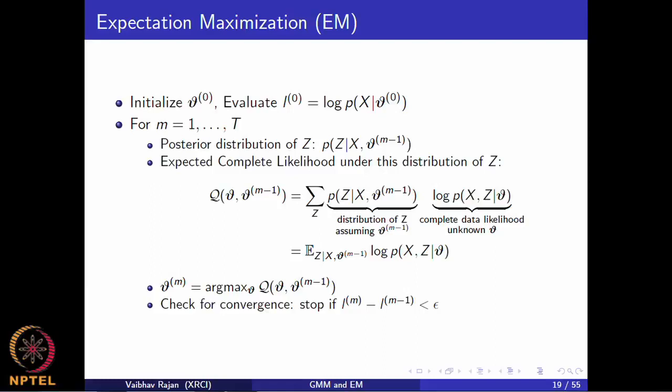Now notice that this expectation takes the complete data likelihood. Here the parameters are unknown, and this expectation assumes the distribution of z given the parameters that you guessed in the previous round. Then you get a new guess, and that new guess is obtained by maximizing this Q function and taking that argument theta which maximizes the Q function.